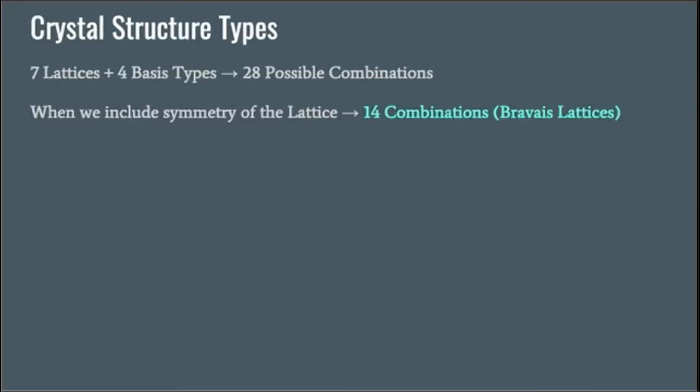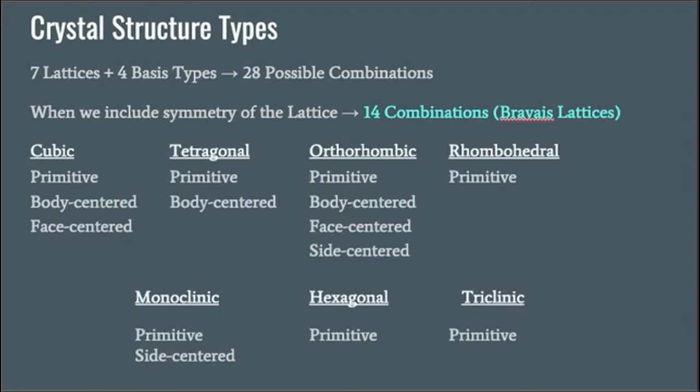When we combine the 7 lattice types and 4 basis types, we end up with the 28 possible combinations. Of those 28 combinations, only 14 obey the inherent symmetry of the lattice type. These 14 combinations are called Bravais lattices. Every crystalline system will have one of these lattice types.